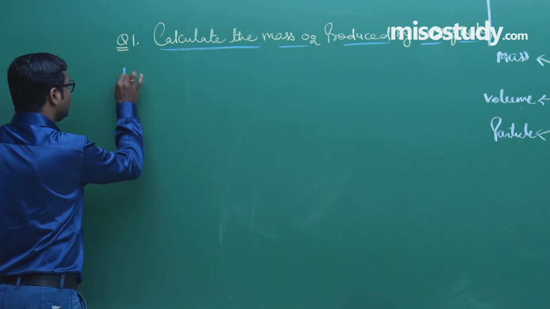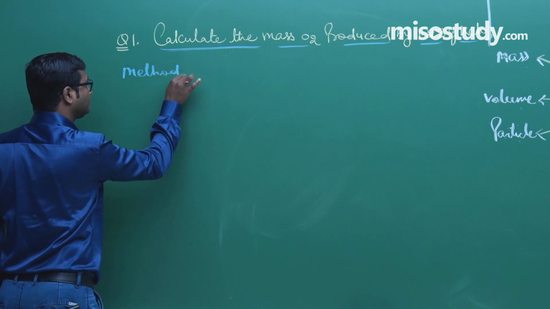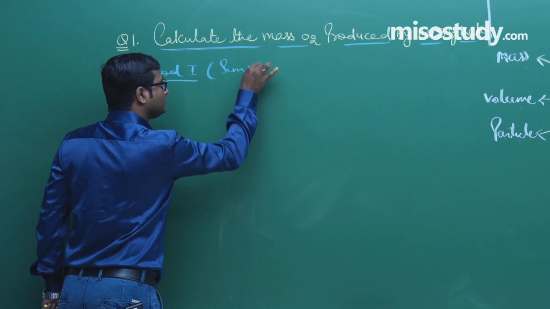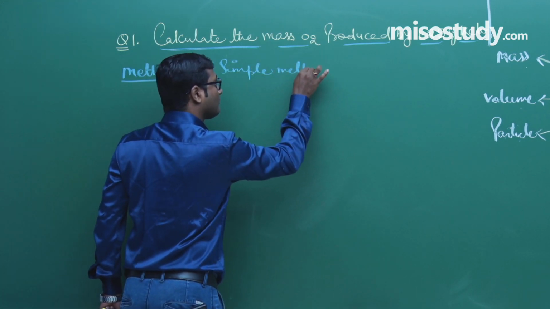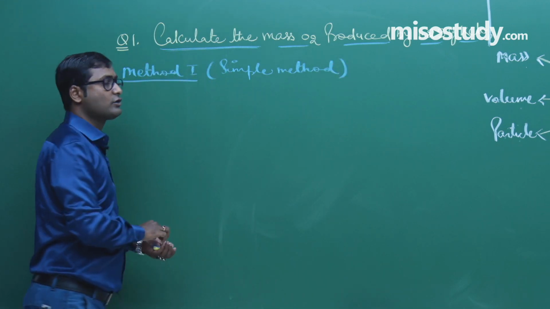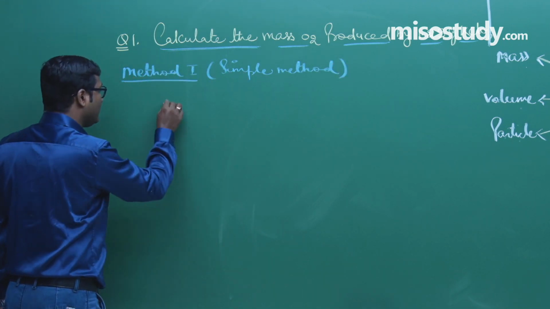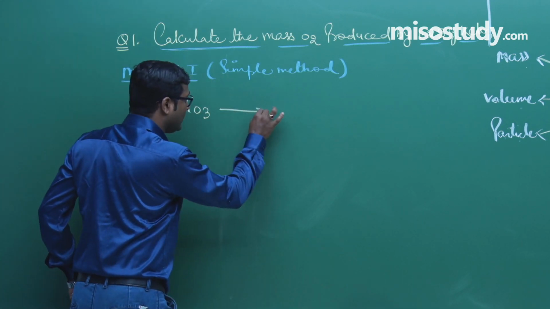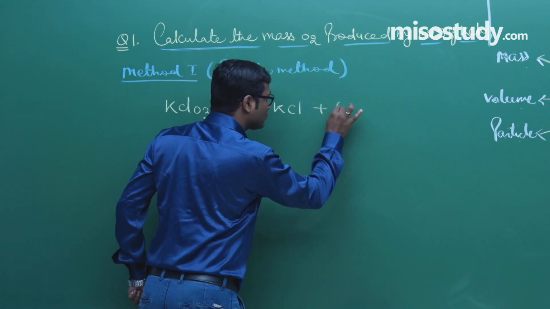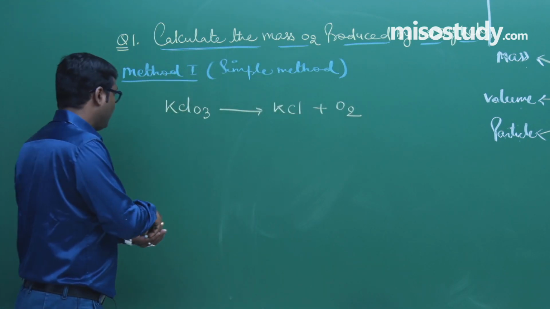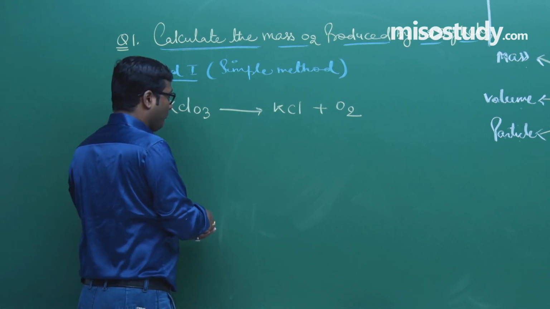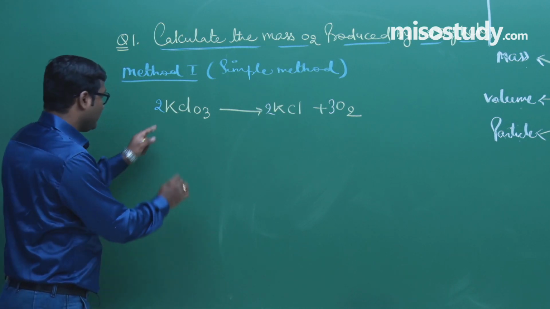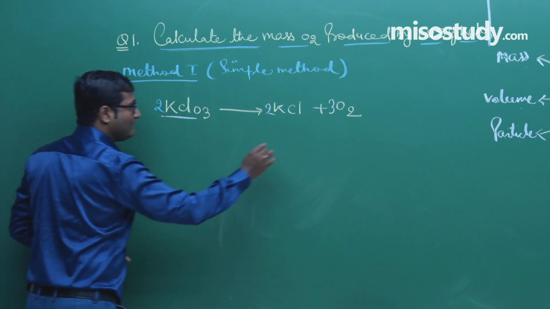Look at, this is method number 1, and this method is the simple method. How to solve? First of all, write down the equation. What is given here? KClO3. After decomposition, it gives KCl plus O2. Now balance the equation. Put 2 here and 2 here also and 3 here. Now look, relate: this is the known and this is the unknown.